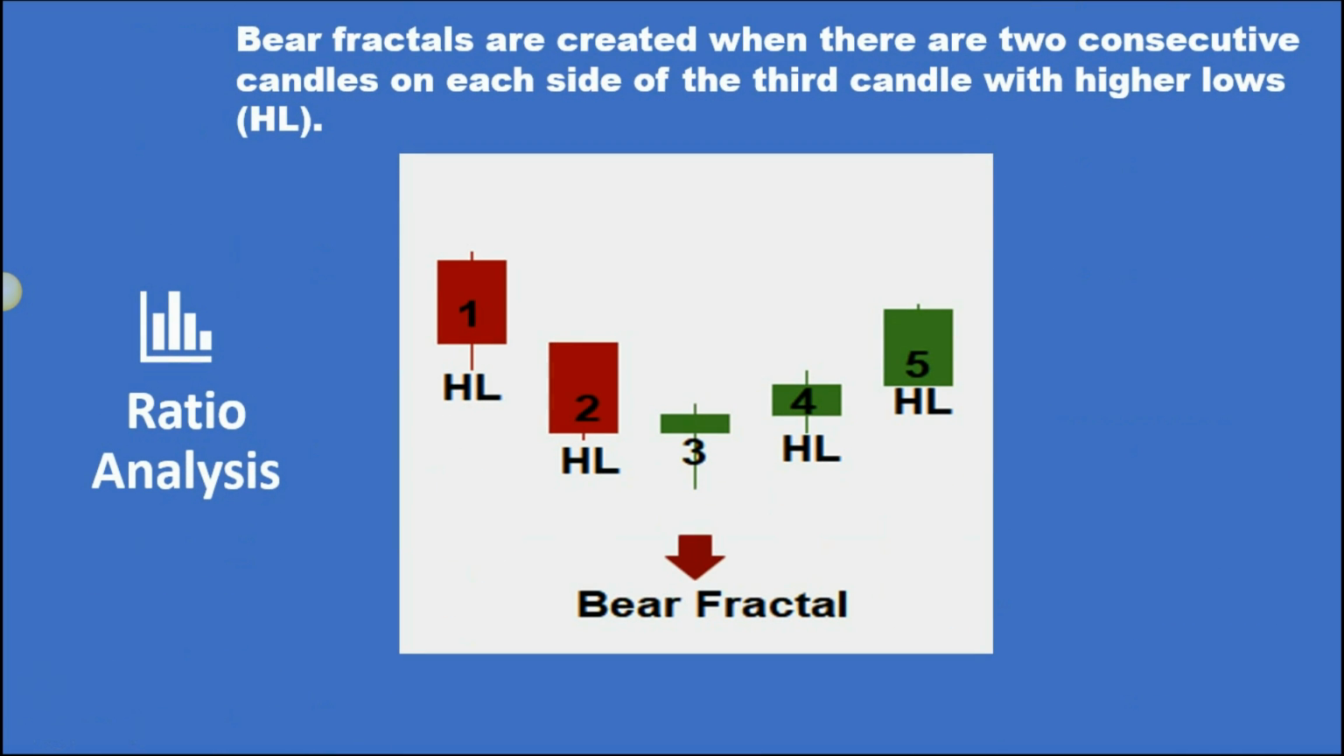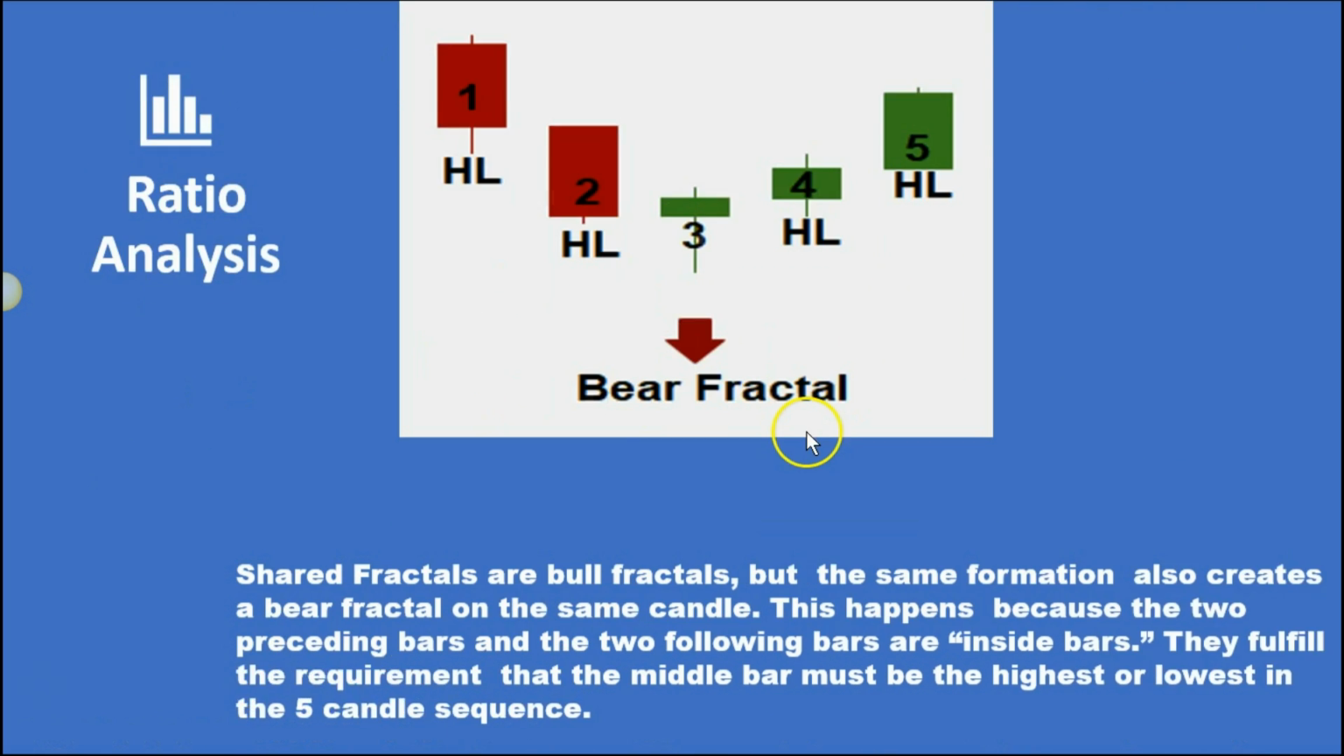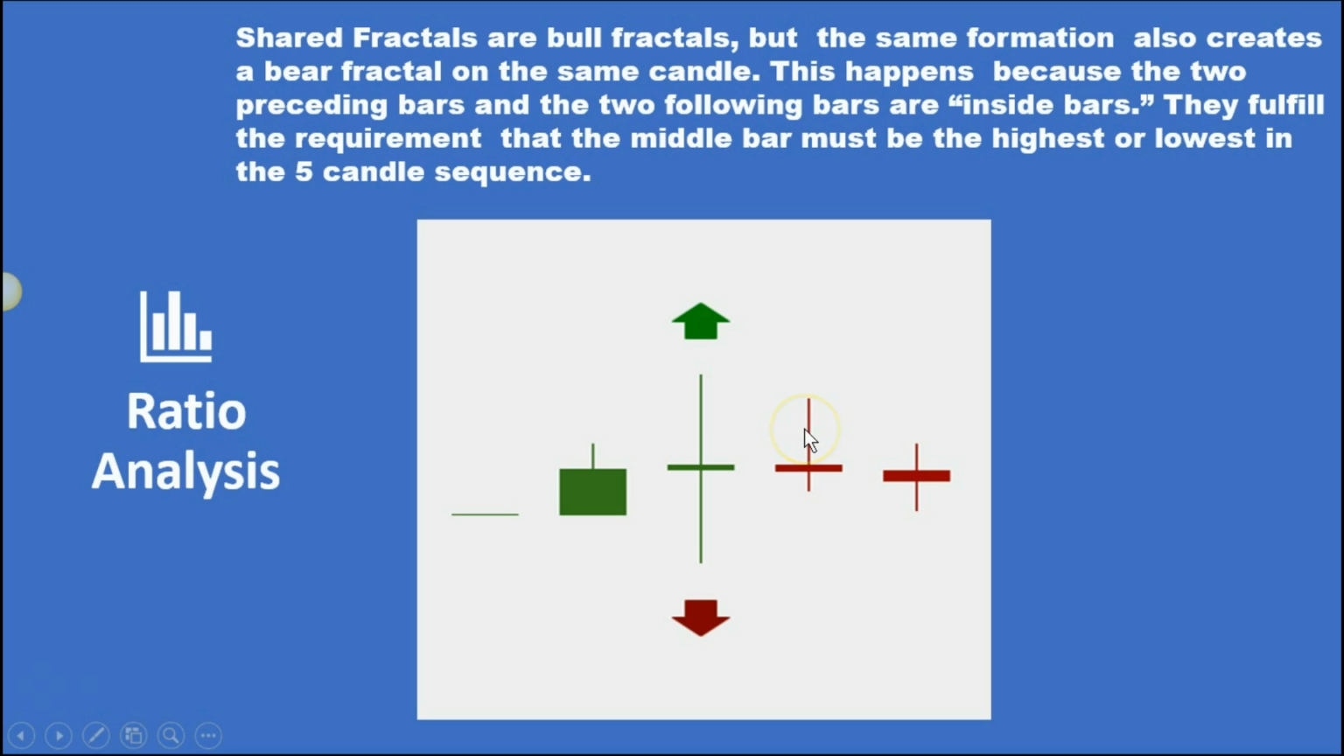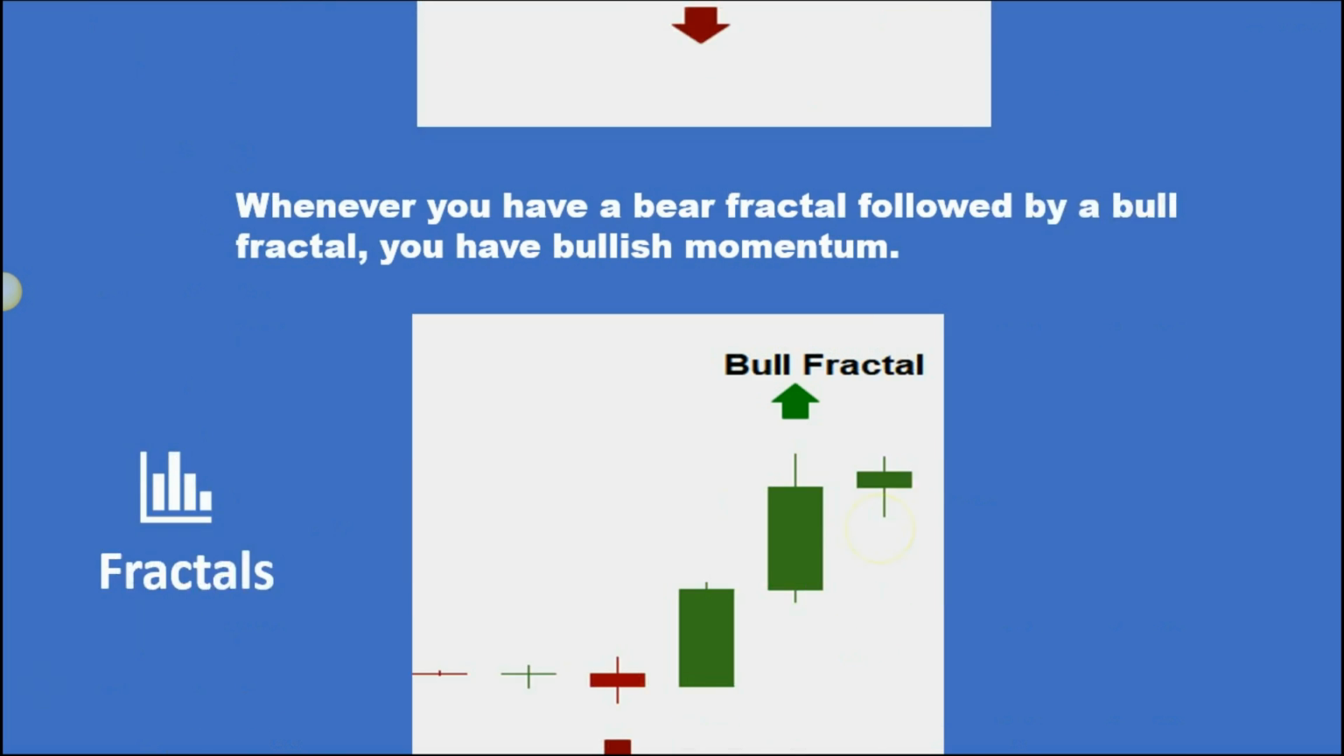A bear fractal is created when there are 2 consecutive candles on each side of the third candle with higher lows. Here you see the third candle and 2 higher lows on each side. And then finally, shared fractals are bull fractals, but the same formation also creates a bear fractal on the same candle. This happens because the 2 preceding bars and the 2 following bars are inside bars, okay? They fulfill the requirements that the middle bar must be the highest or lowest in the 5 candle sequence.